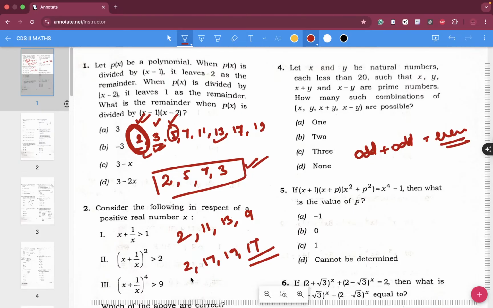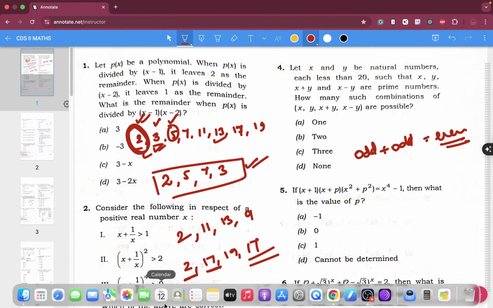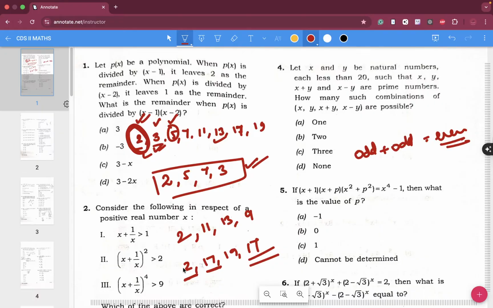Okay, so the first number is 2, then y is how much? 17, and 2 plus 17 is 19, and then what? Okay, then the difference is how much? Not 17, 15. Again it is not working out because 15 is not your prime number, right? And you know 2 plus 19 is how much?